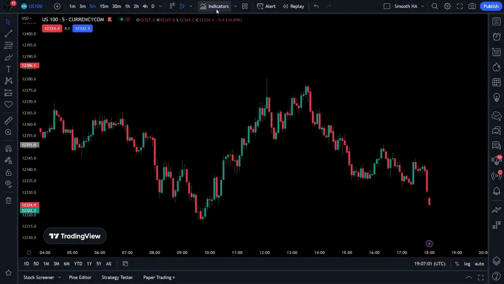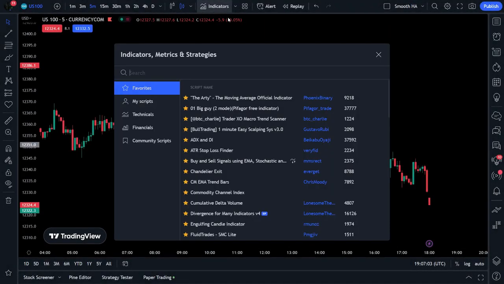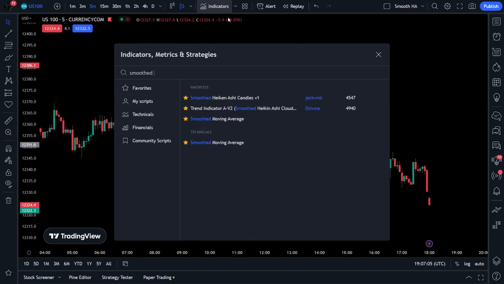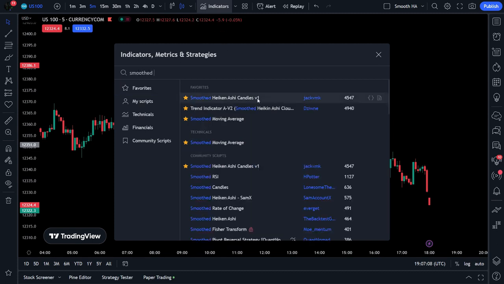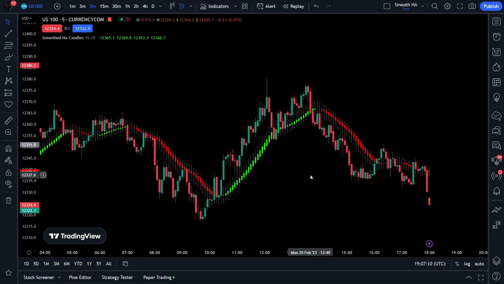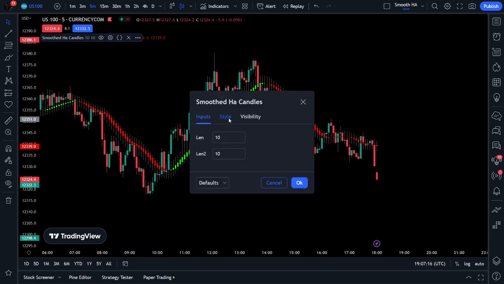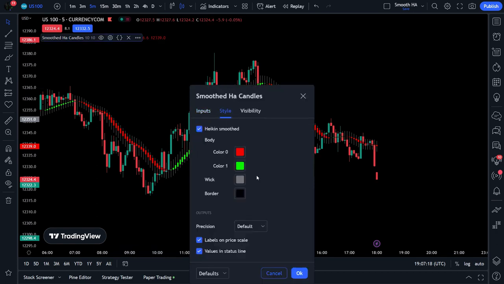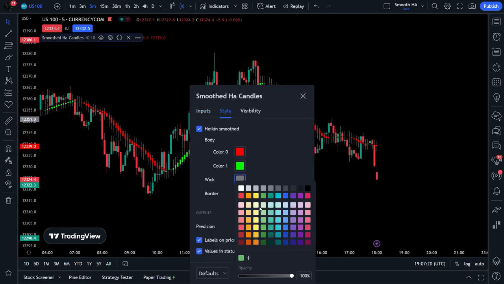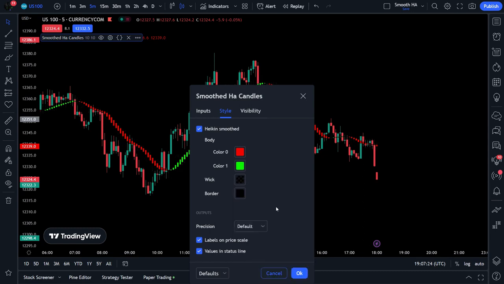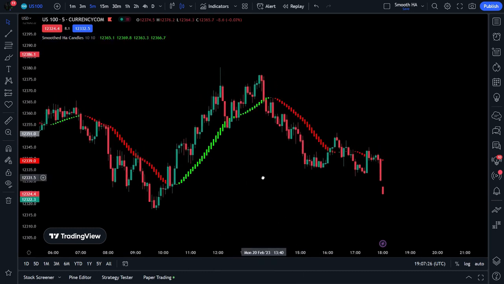First, we want to head over to the Indicators tab on TradingView and search up Smoothed Heikin Ashi Candles version 1, created by Jack VMK. This indicator won't be needing any input adjustments, but you may want to adjust it depending on your time frame. I personally like to change the wick style for this indicator, however. To do this, press the Styles tab and press the wick option, then simply turn the opacity of it down to 0. I will explain more on that at the end of the video.